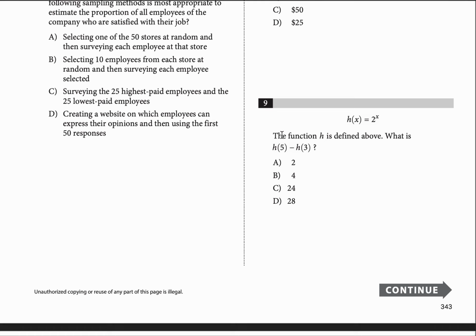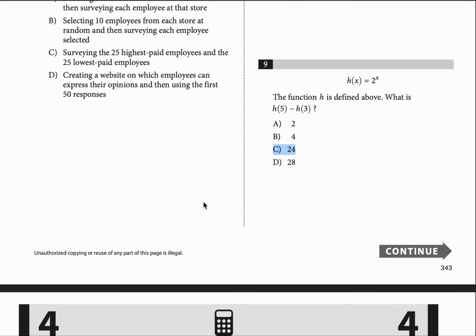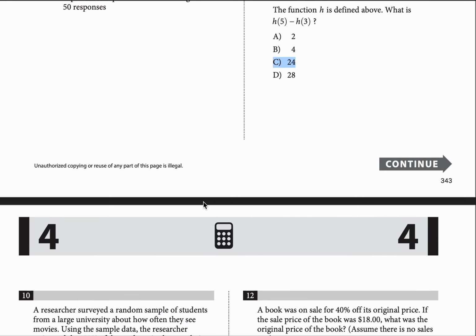Function h5 h3. Cool. 2 to the 5th. It's 32, right? I'd like to have those more memorized, right? 2 to the first is 2. 2 squared is 4. 2 cubed is 8. 2 to the 4th is 16. Okay, so 32 minus 8. Okay. Very cool.